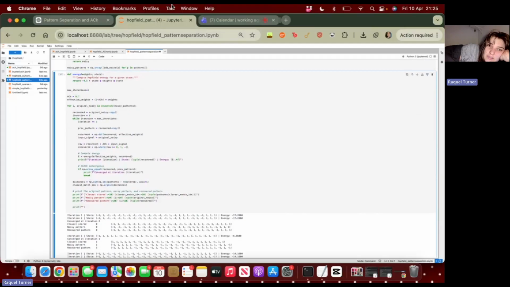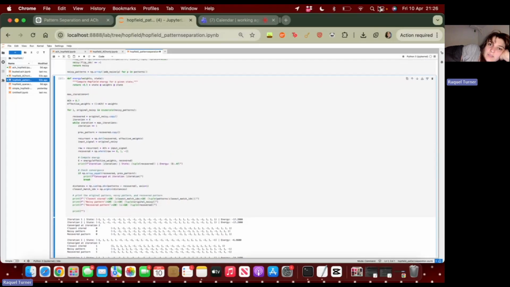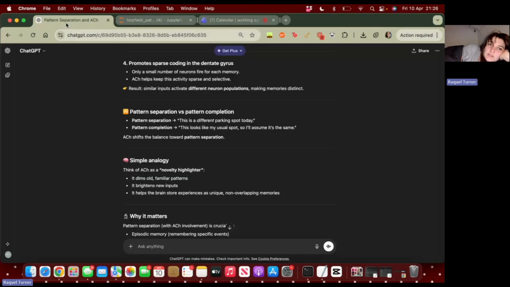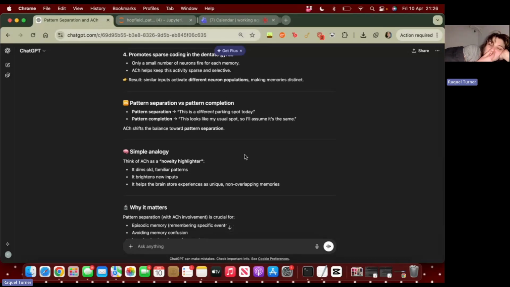But okay, so this is where we are. This is the duplicated one. Essentially, I was refreshing on pattern separation and how it works. I had a feeling that in my last video, I said sparse coding, and that was the accurate terminology, and it is.